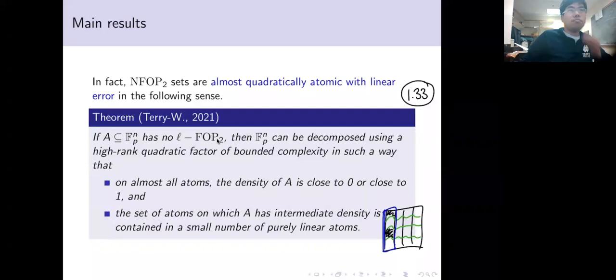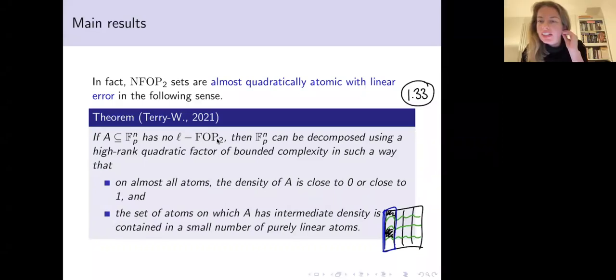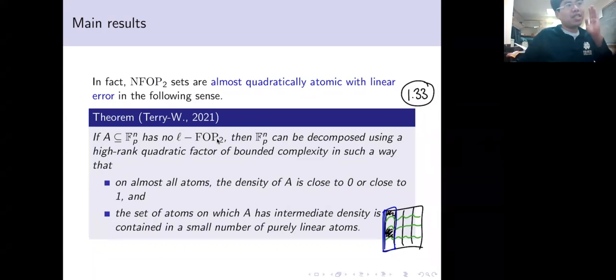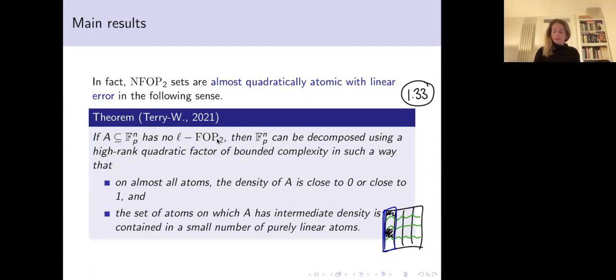So may I ask, in particular, do we know that algebraic sets satisfy this LNFOP2? Do we know algebraic sets satisfy this higher order stability condition? Do varieties satisfy this higher stability condition? So anything of the form that I wrote down that might constitute a quadratic atom will satisfy this condition.